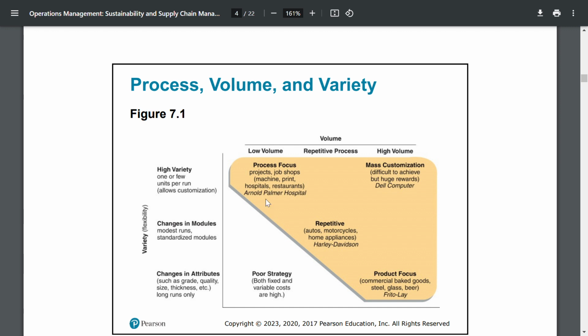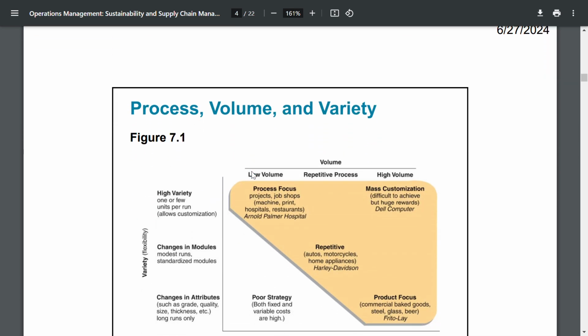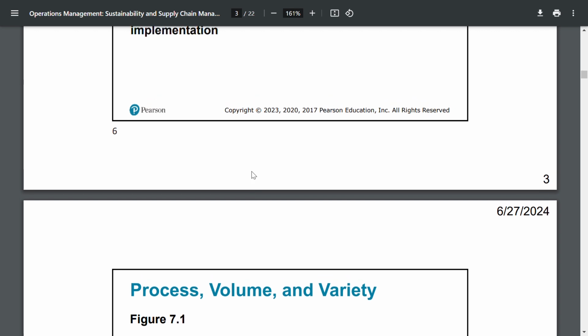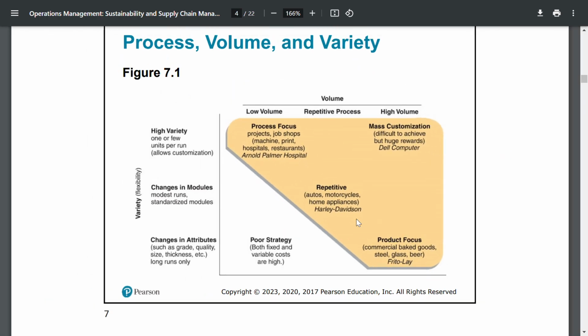So that's basically the process focus. We are doing low volume and high variety, and this usually is more expensive, since we are doing very few of them, and there is a high variety for each unit, which basically increases the cost, and therefore the end cost for us. And then we have the repetitive strategy.